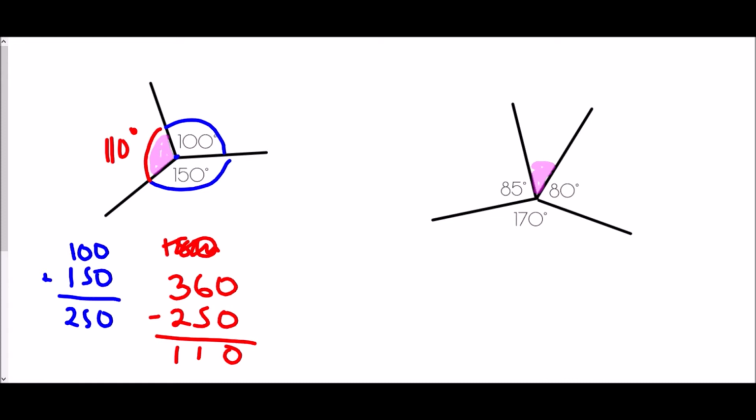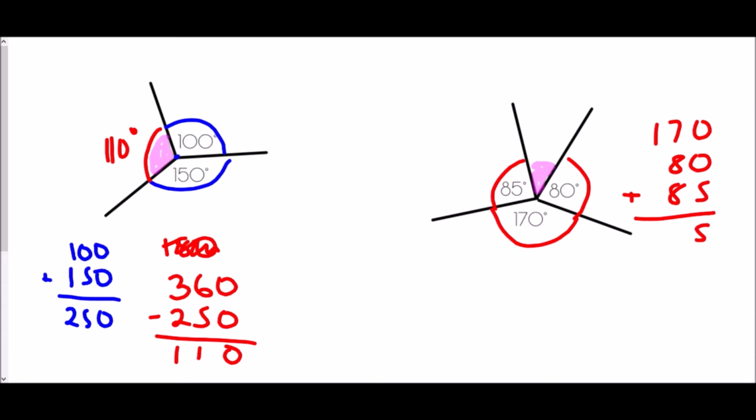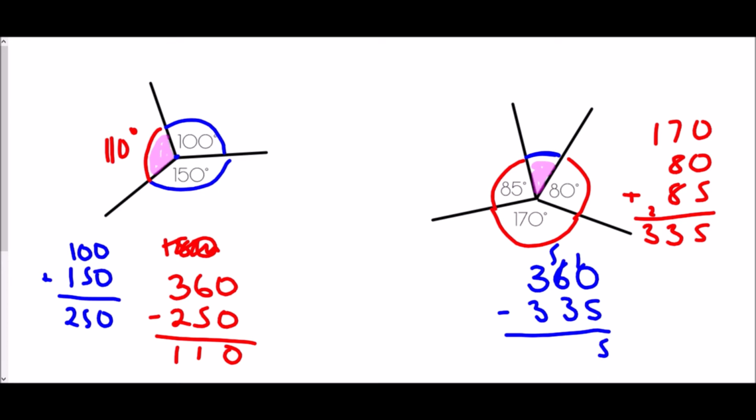In the second one, we have an 85 degree angle with a 170 degree angle and an 80 degree angle. They all need adding together this time. So 170 plus 80 plus 85: 0 plus 0 plus 5 is 5, 7 plus 8 is 15, plus 8 is 23, and 1 plus 2 is 3. So those angles add up to 335. If I want to find the last angle, I'm going to have to do 360 subtract 335. And so 10 take away 5 is 5, 5 take away 3 is 2, and 3 take away 3 is 0. So the final angle is 25 degrees.